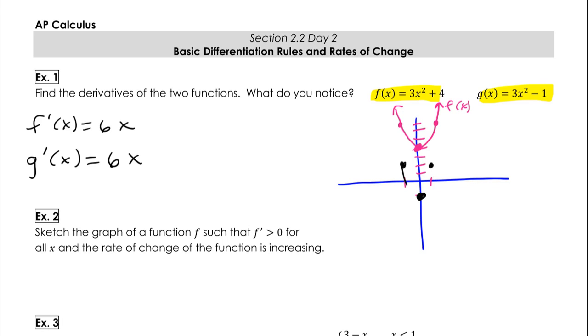So they're very similar functions. Just one is shifted up and one is shifted down. So what we said were these were the same derivatives. So what we're saying is at any given x, they will have the same rate of change. Let's see if that makes sense.